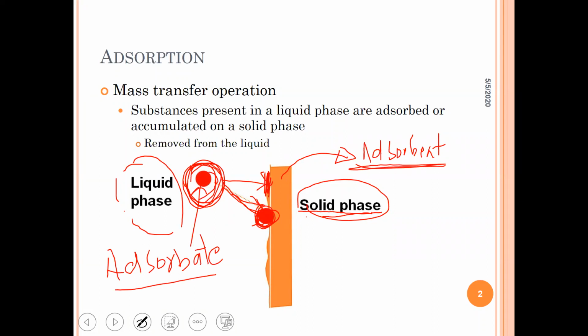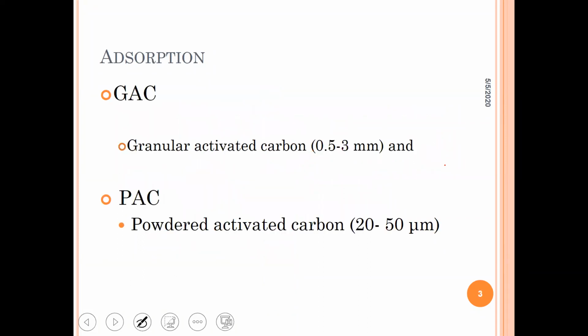Very commonly in water treatment, we use one very common adsorbent, which is activated carbon. It is a commonly used adsorbent. And there are two types of activated carbon. One is granular activated carbon, and another is powdered activated carbon.